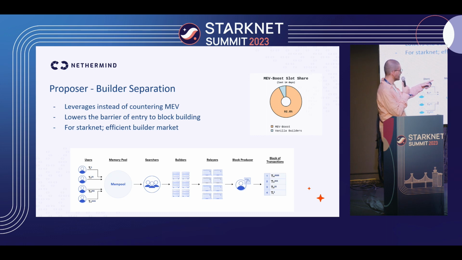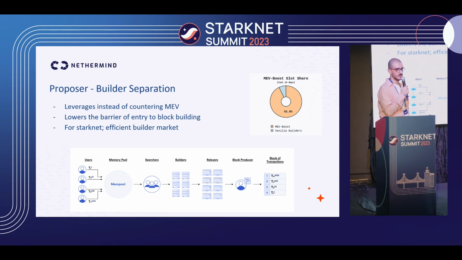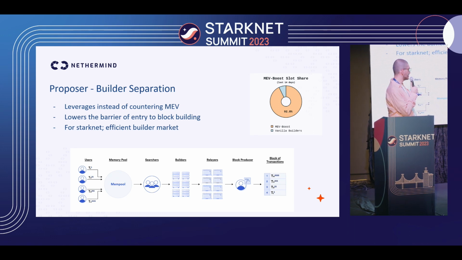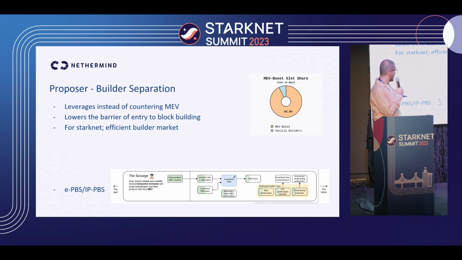And eventually, relayers collect these multiple blocks that are coming from multiple builders. They send enough metadata about them to block producers to be able to get a commitment on one of them. And once the block producer commits to a block, the entire contents of the block is revealed to the entire network.